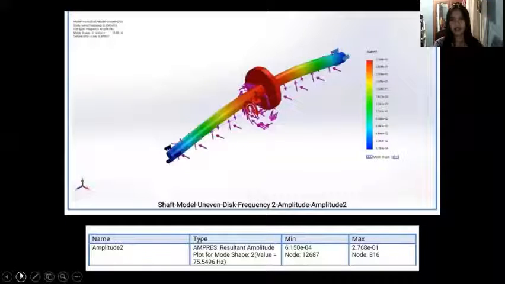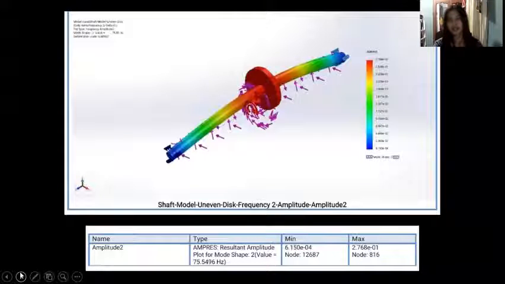So the next slide shows that the shaft's movement is up and down. This is mode shape 2. The value is 75.5496 hertz. So the movement here is up and down.